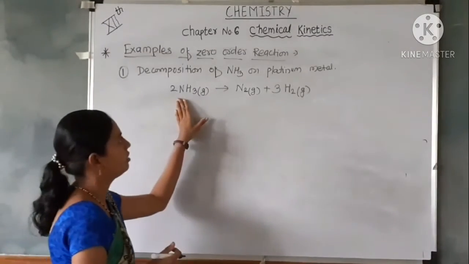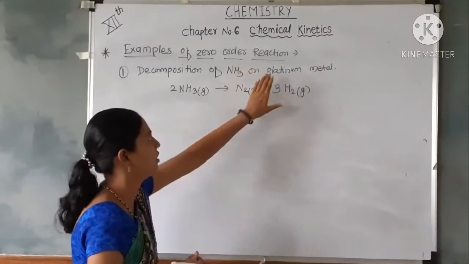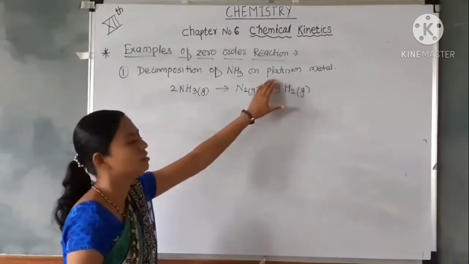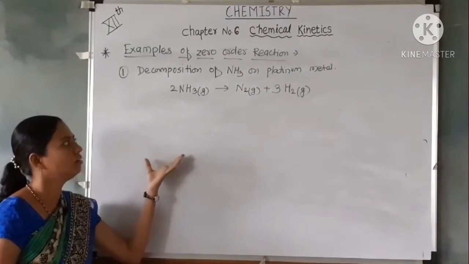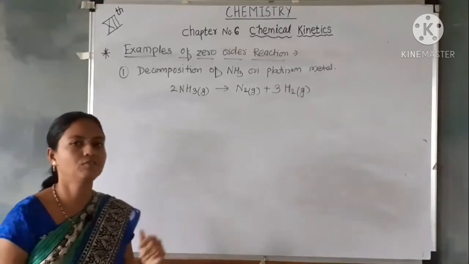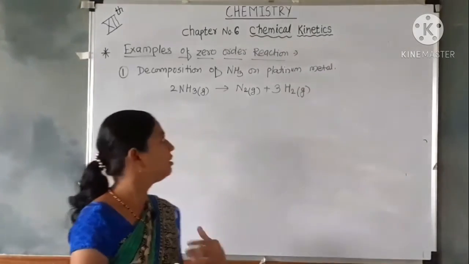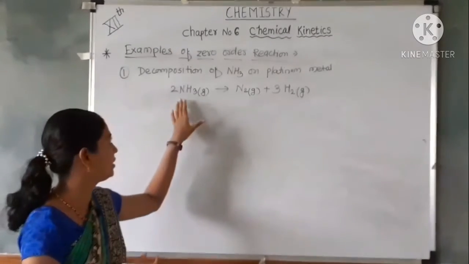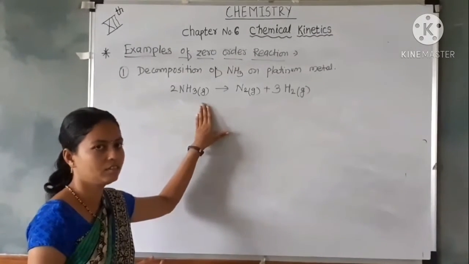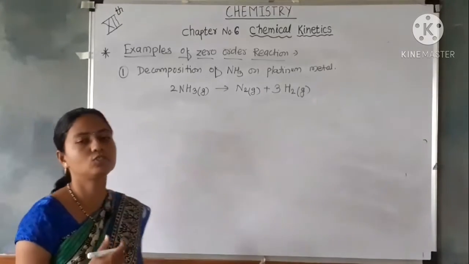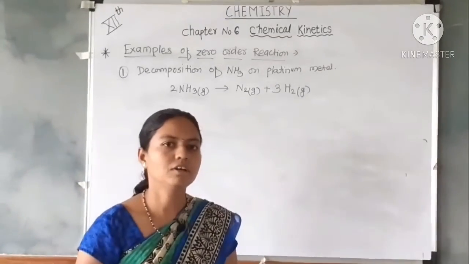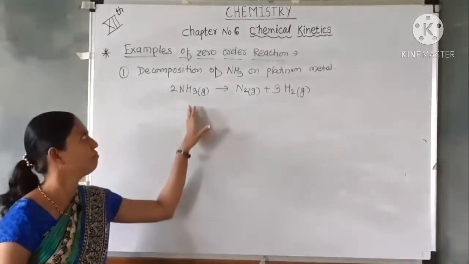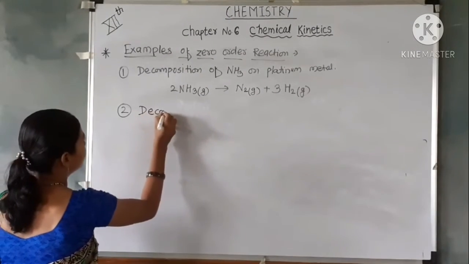In platinum metal, ammonia gas is completely covered on the metal surface, but only a small fraction of molecules take part in the reaction, and some unreacted ammonia molecules remain as they are, which do not take part in the chemical reaction. So the rate of reaction is independent of the ammonia decomposition.